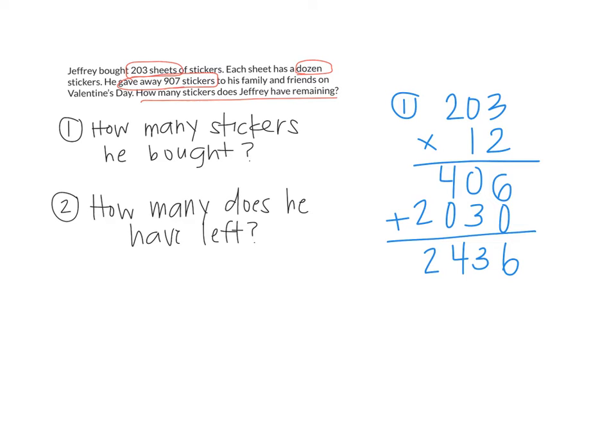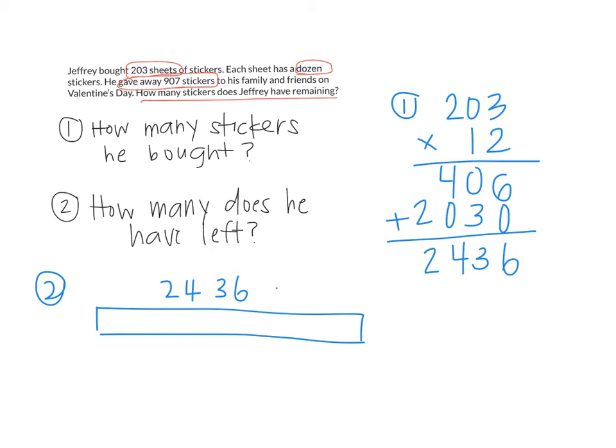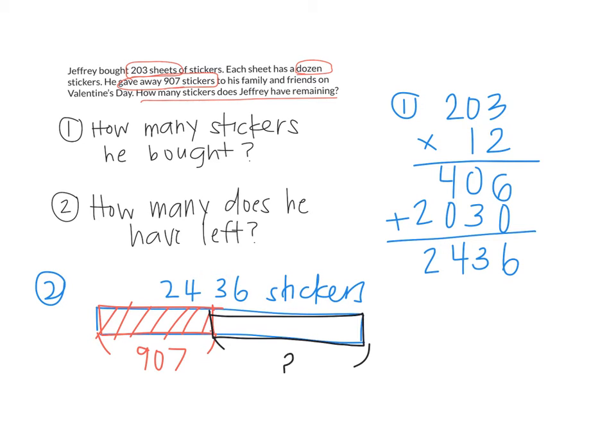Do you agree? Yeah. Okay. For step 2, if he started with 2,436 stickers and he gave away 907 of them, so he got rid of these ones because he gave these away to family and friends, isn't this what he has left? Yeah. So what math equation could you do to find out how much does he have left? Paulina? 2,436 minus 907. Very good.